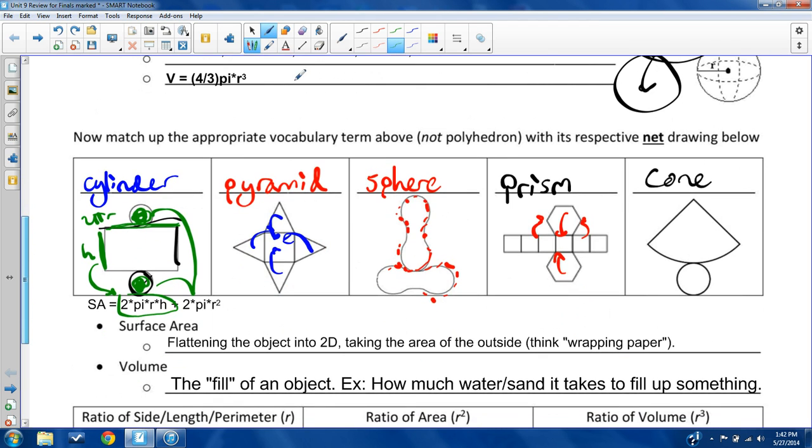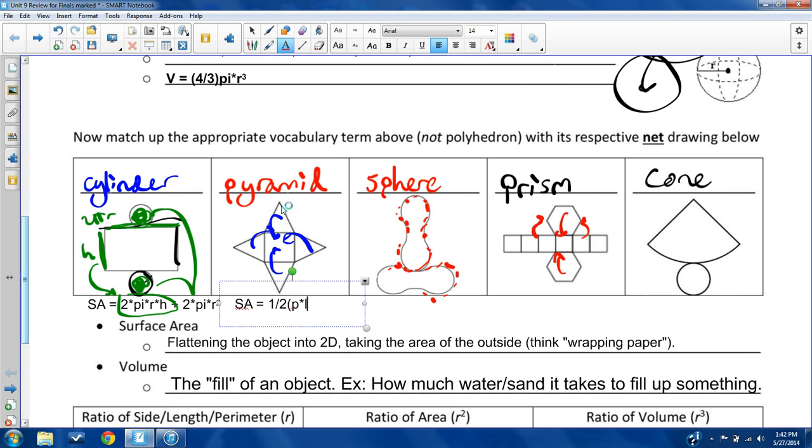Okay? Pyramid. Surface area of a pyramid is kind of different, and this one, again, I can't take too much time to explain here. But I'm going to say surface area is 1/2 the perimeter of your base times slant height. That's an L. I just said slant height to you, so make sure you write that down.